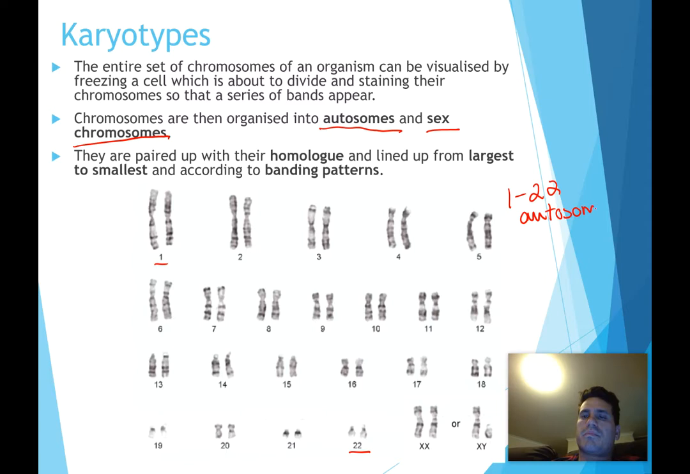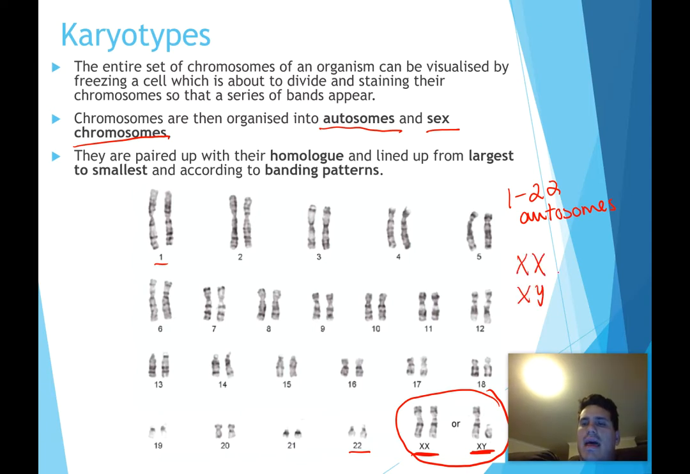autosomes, right? And then finally at the end, we have these guys here. If you're a female, you're going to have XX, and if you're a male, you're going to be XY. And so XX and XY are our sex chromosomes. Okay?